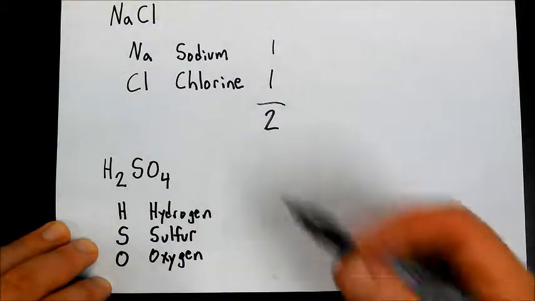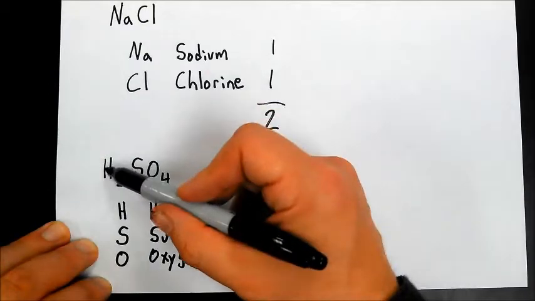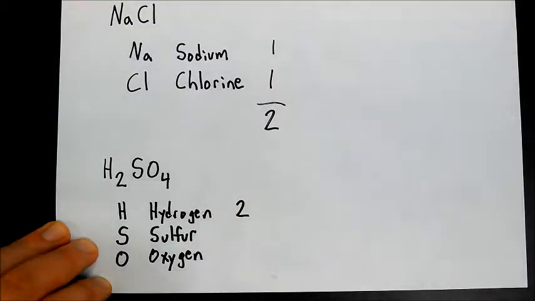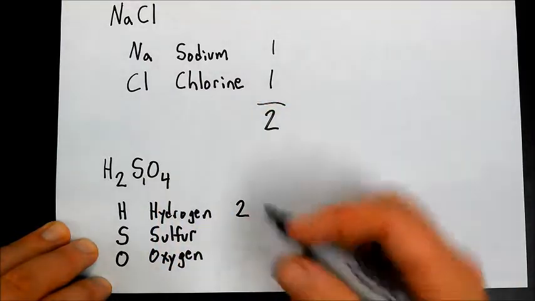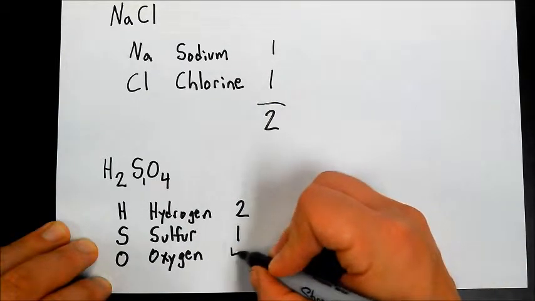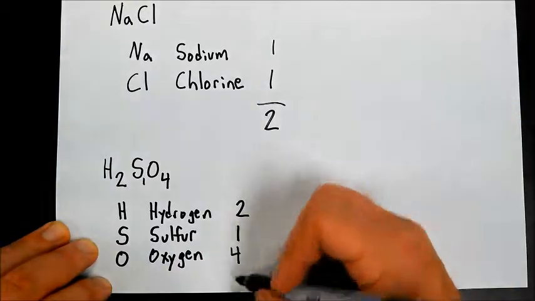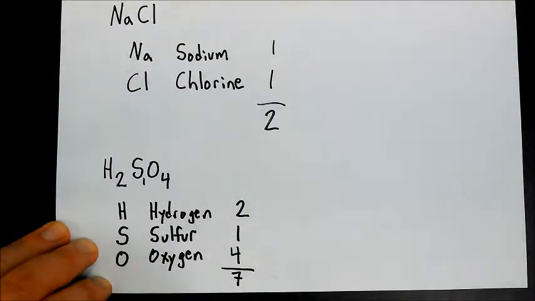How many of each are there? We have to look at the subscripts to see how many there are in this case. Here, we have a 2 after the H, so we know there are 2 hydrogen atoms. There is no subscript here, so it's understood that there's 1. Oxygen, there's a 4 subscript, so we know there's 4 oxygens. So in each molecule of H2SO4, there are 2 hydrogens, 1 sulfur, 4 oxygens, for a total of 7 atoms.